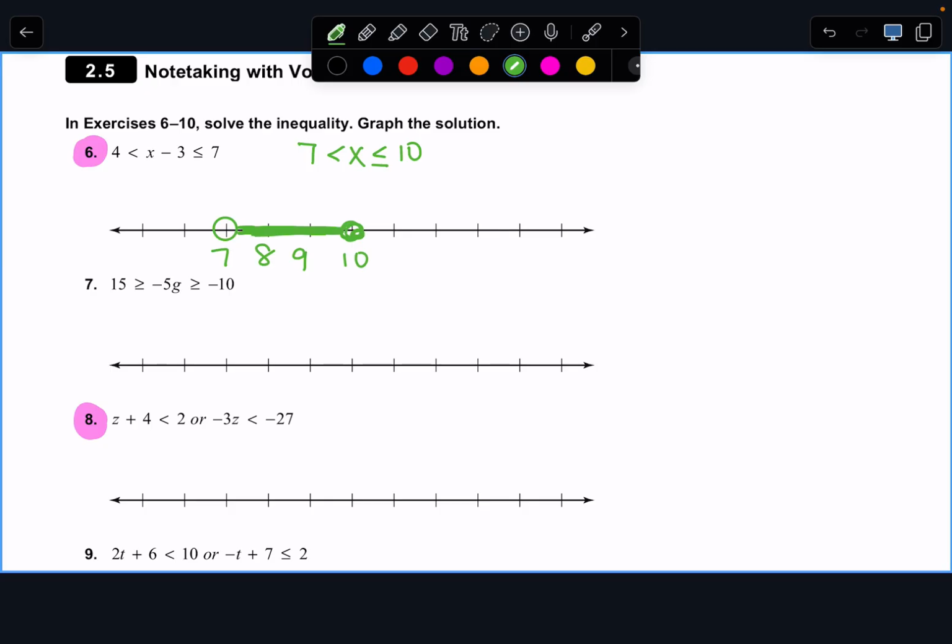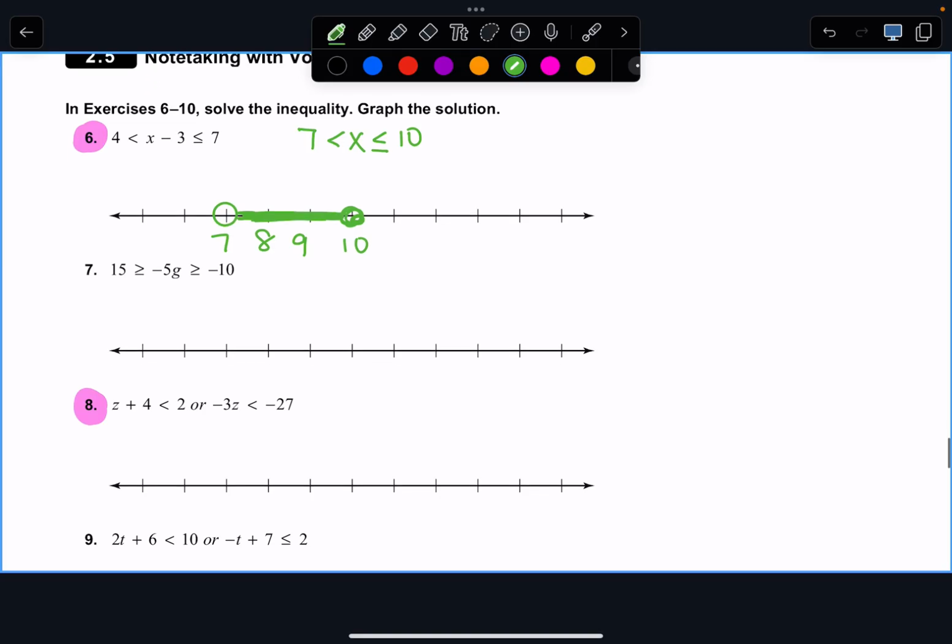Is this what you got? So with number 6, I have x is greater than 7 and less than or equal to 10. So I have this segment from 7 to 10. In number 8, I have z is less than -2 or z is greater than 9. So we would have this.